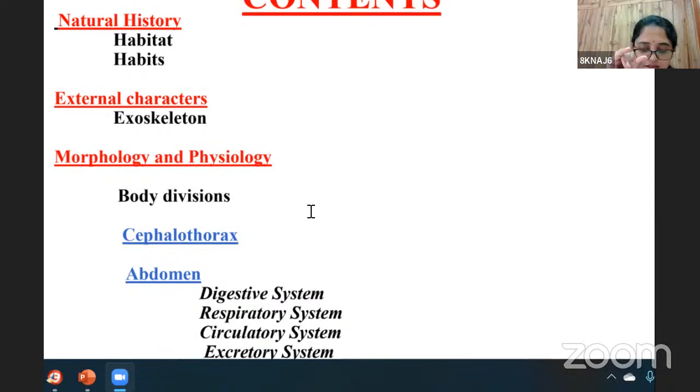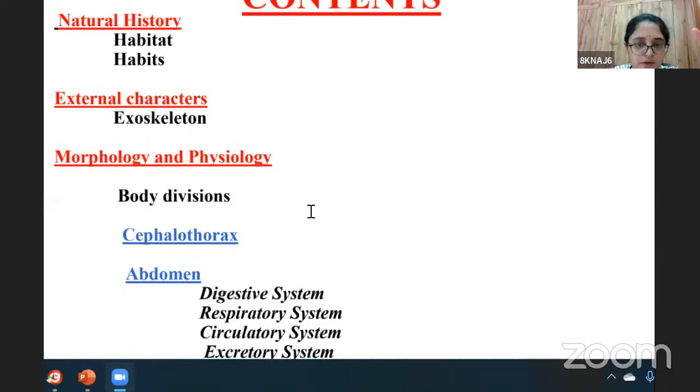So now you're going to read about Palaemon malcolmsonii as given. Most of it you will see and learn in the practicals also. Once you go to college and attend your zoology practicals, you will see the specimen live, and when you correlate it with whatever you're learning, it will be easier. And you can expect a question from Palaemon for sure.